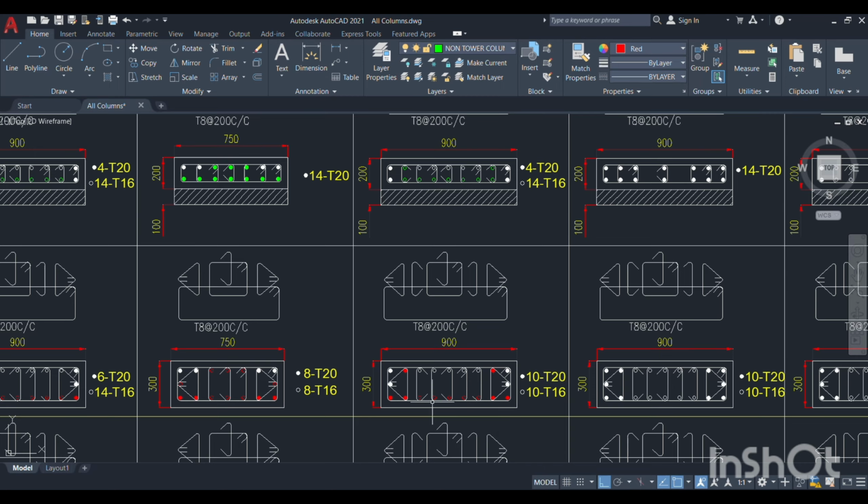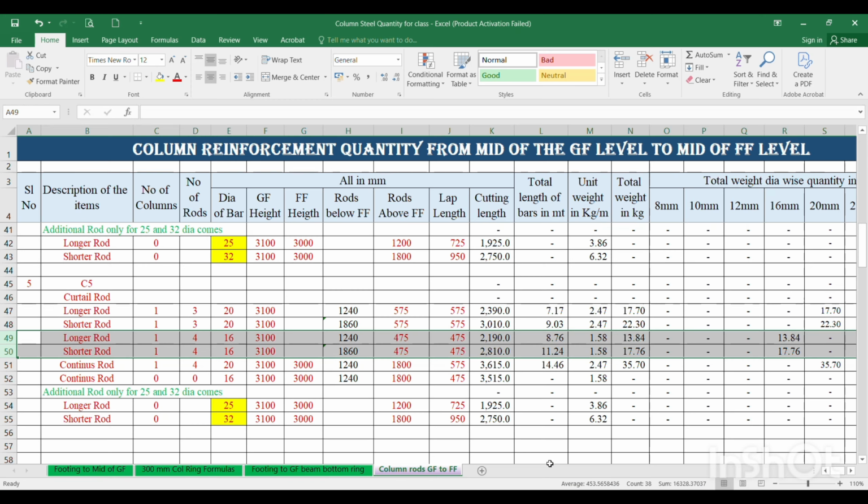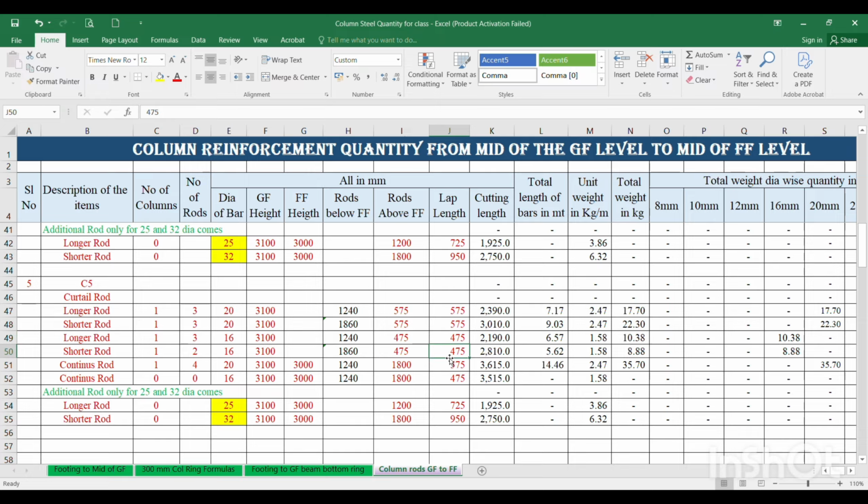1, 2, 3, 4, 5. 5 rods in the downside, where the column curtailment location. 5 rods are going to curtail. Out of 5 rods, I am taking 3 rods as the longer rod and 2 rods as the shorter rod. Dia is 16. Same ground floor height. First floor height will not come. As usual, as per the 16 dia rod, 1 LD and 1 lap length.